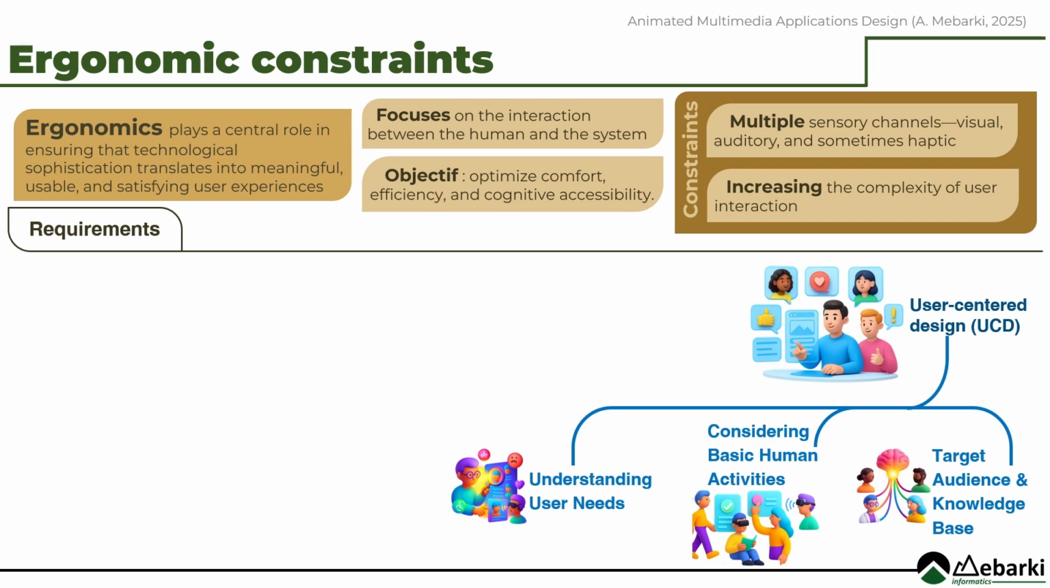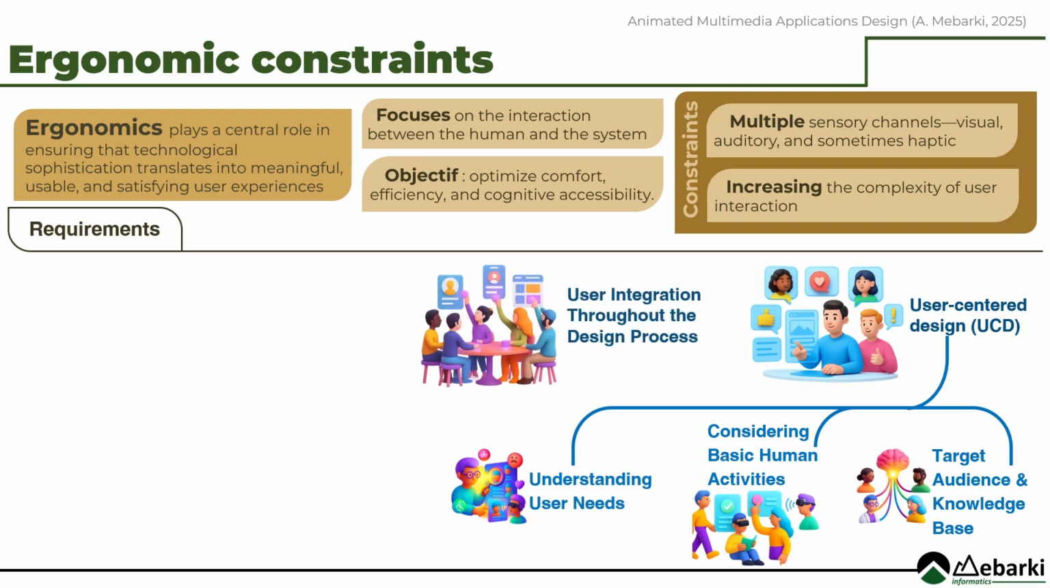Third, target audience and knowledge base. The interface's complexity and symbolic codes depend on users' knowledge and cultural background. Children require simple metaphors and intuitive icons, while expert tools can rely on technical terminology. Design must remain adaptive to user profiles. The second ergonomic element, the user integration throughout the design process. Ergonomic quality requires involving users before, during, and after design.